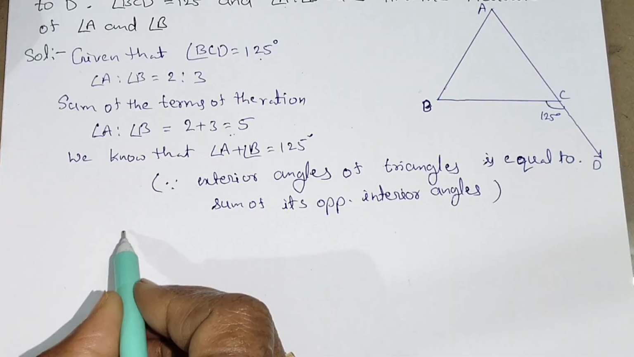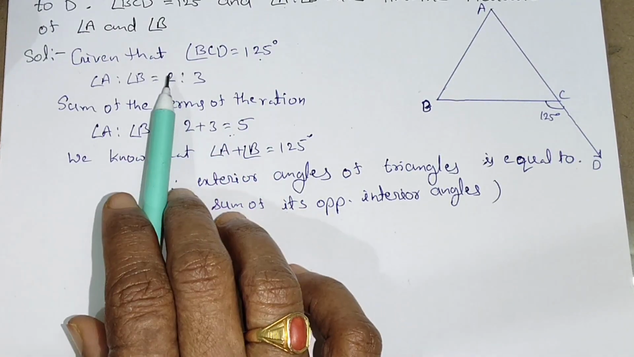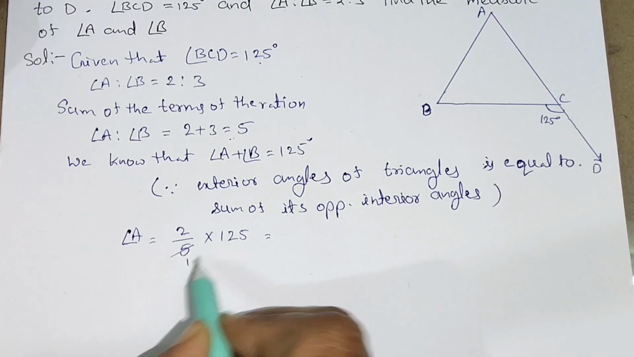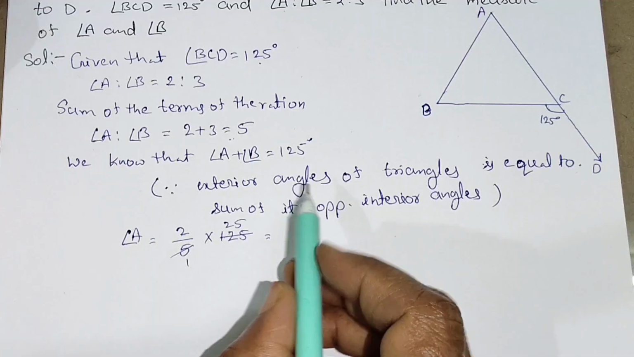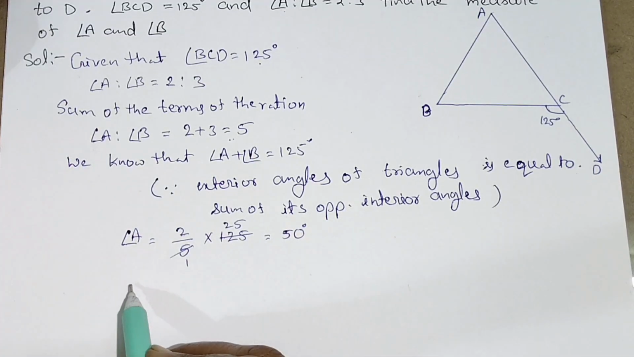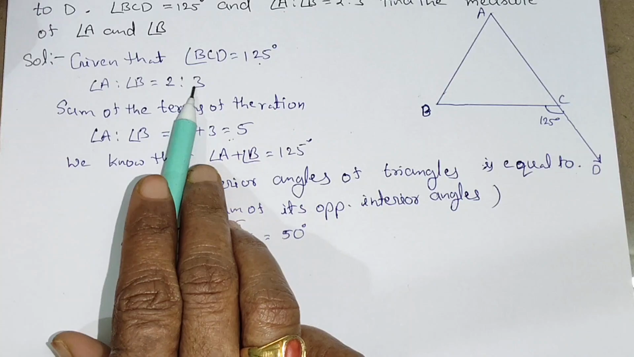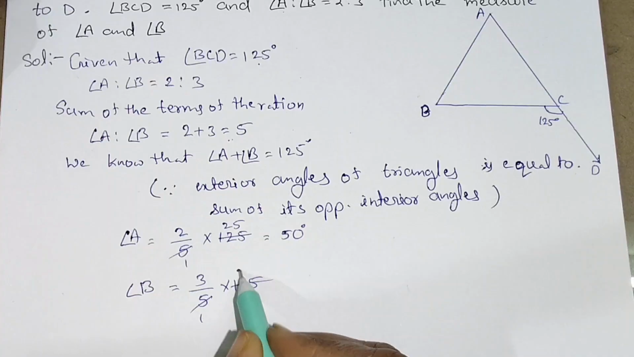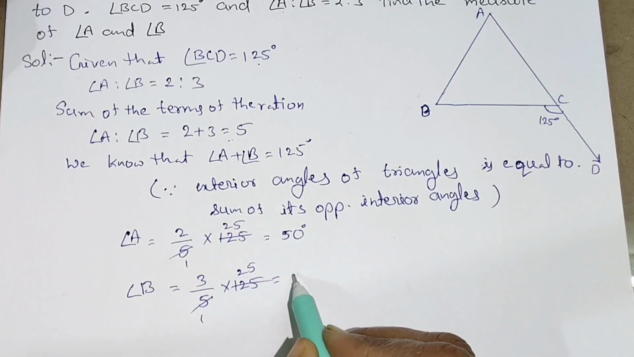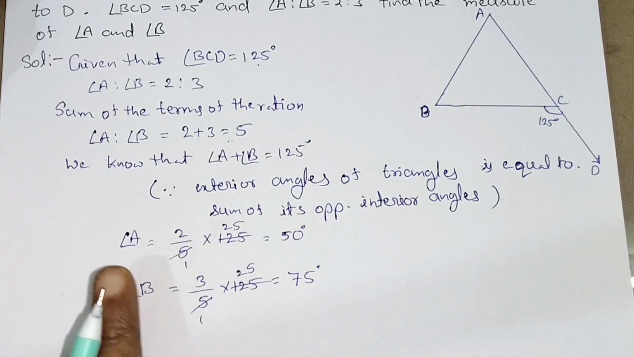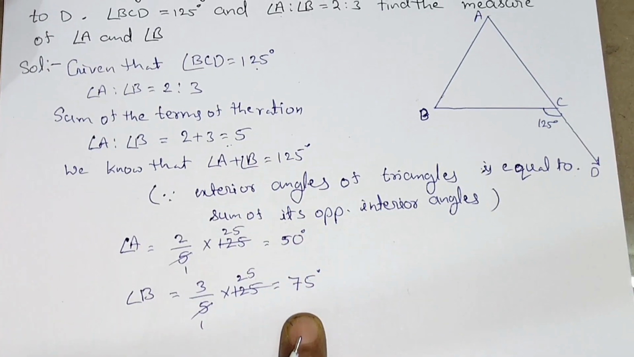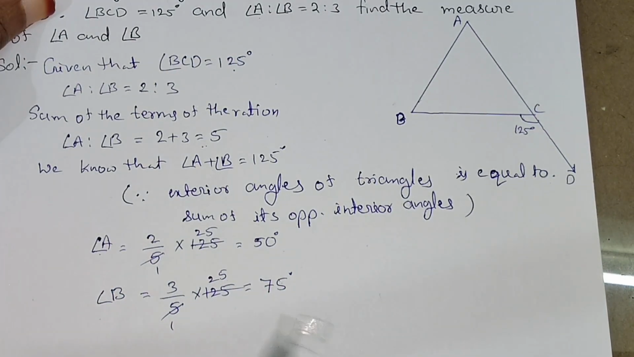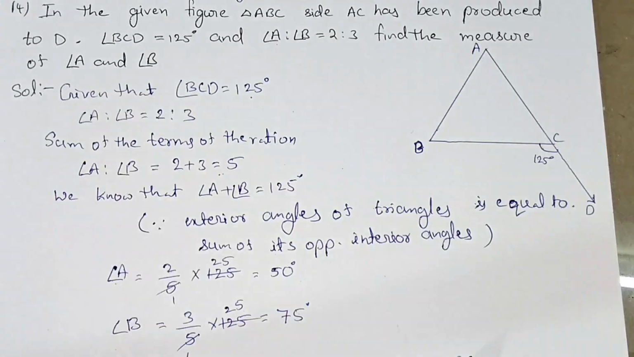Now we find angle A. We know the sum of the ratios is 5 and the ratio for angle A is 2. So it equals 2 by 5 into 125, which is 2 into 25, 50 degrees. Angle A equals 50. Next, angle B: the ratio is 3 and the sum of the ratios is 5. So 3 by 5 into 125 is 3 into 25, equal to 75 degrees. Angle A equals 50 degrees and angle B equals 75 degrees. This is the answer to the 14th question.